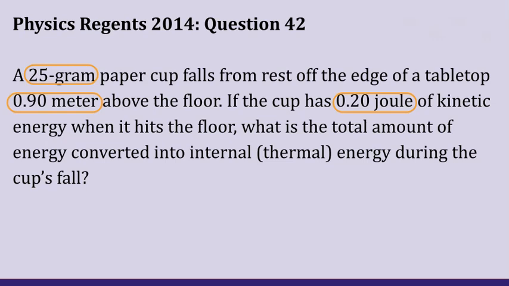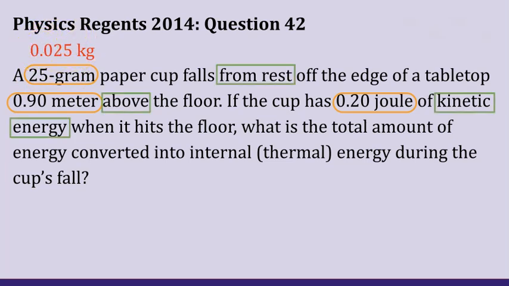I started by circling my numbers and units, but I immediately noticed that 25 grams is not the SI unit for mass, so I needed to convert that. To get from grams to kilograms, I just divided by 1,000, and I wrote my new number right above that, 0.025 kilograms. So I'm not going to use the grams, I'm going to use the kilograms.